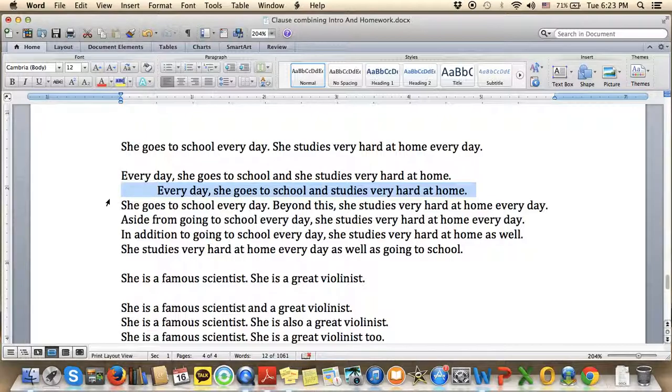Okay. I can use an adverb. I can say, she goes to school every day. Beyond this, she studies very hard at home every day. Beyond this, it's just like saying additionally or furthermore, whatever it might be.